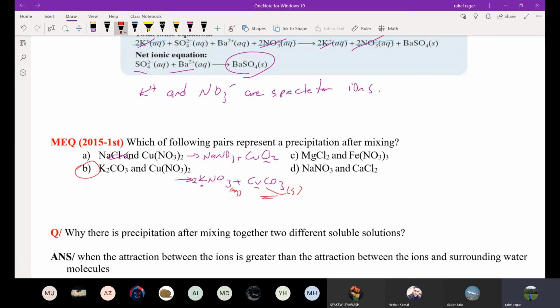That's how you solve a question. You can go and solve these two as well. They are all soluble. Even after mixing, they are all soluble. Nothing has occurred. All right. You can write that down.